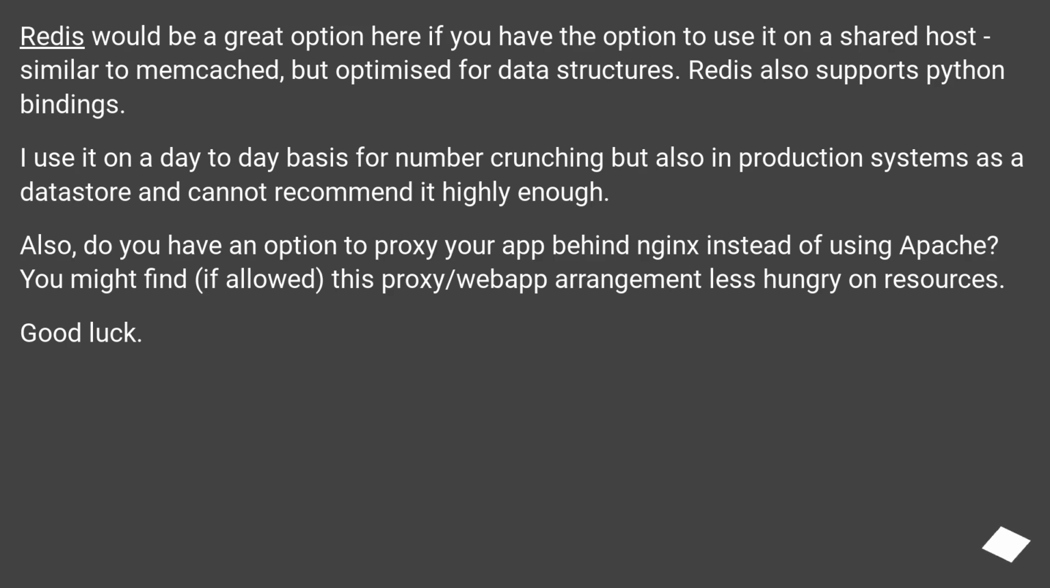Redis would be a great option here if you have the option to use it on a shared host, similar to memcached, but optimized for data structures. Redis also supports Python bindings. I use it on a day-to-day basis for number crunching, but also in production systems as a data store, and cannot recommend it highly enough.